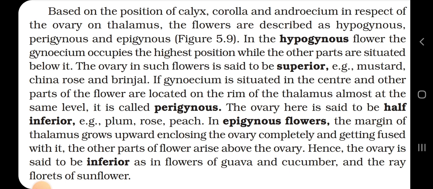In perigynous flowers, the gynoecium is situated in the center and other parts of the flower are located on the rim of the thalamus almost at the same level. The ovary here is said to be half inferior. Example: plum, rose, peach. In epigynous flowers, the margin of the thalamus grows upward, enclosing the ovary completely and getting fused with it. The other parts of the flower arise above the ovary, hence the ovary is said to be inferior, as in the flower of guava and cucumber and the ray florets of sunflower.